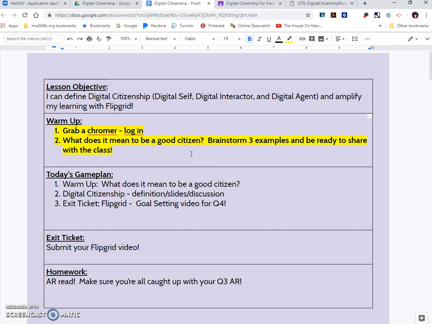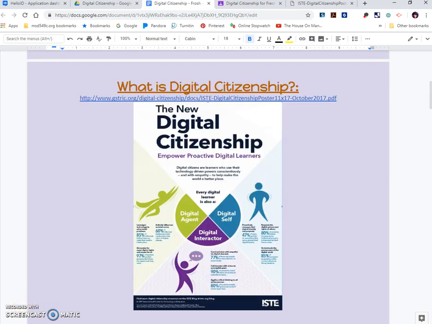As a warm-up, I would begin by asking students, what does it mean to be a good citizen? Just in general, what are some examples of being a good citizen? You can pause and pair share, have that discussion, and when you're ready, you can move on to the next slide.